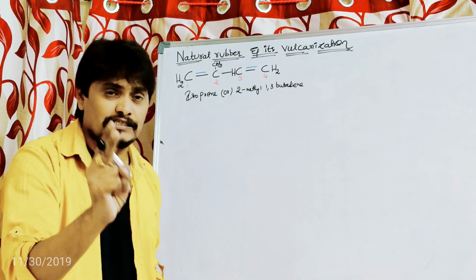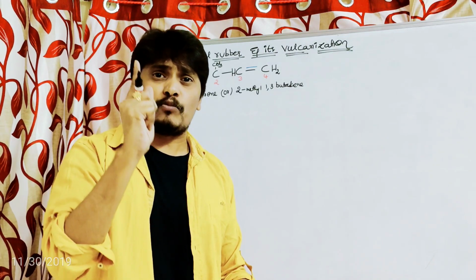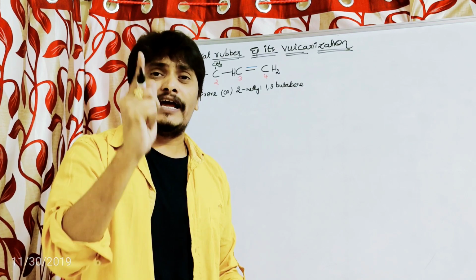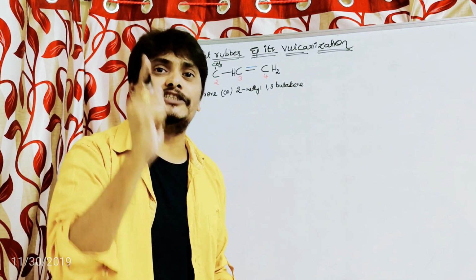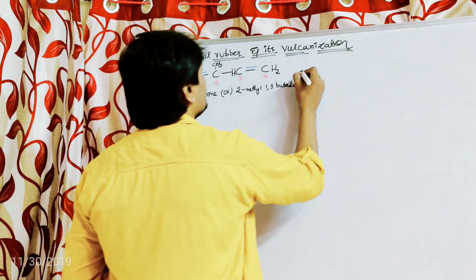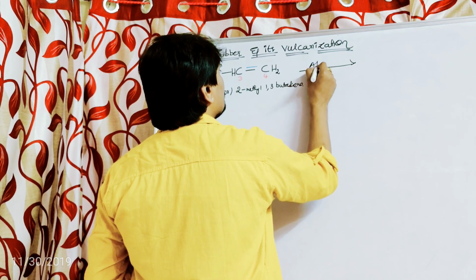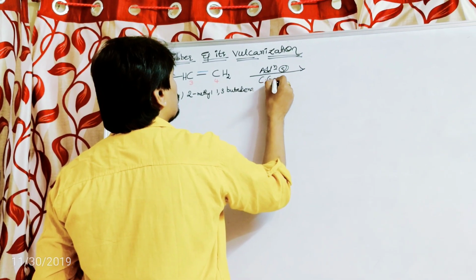Now, this particular isoprene is a single unsaturated monomeric unit. Since it is a single unsaturated monomeric unit, it will undergo addition or chain growth polymerization.